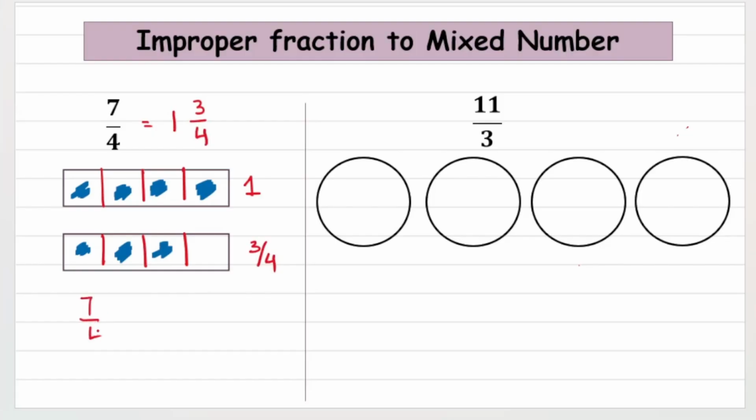If we go by the direct rule, how many times does 4 go into 7? 1 time. The denominator stays the same. 4 times 1 is 4. From 7 parts, 4 parts are gone. How many parts are left? 3. And my answer is 1 3/4.